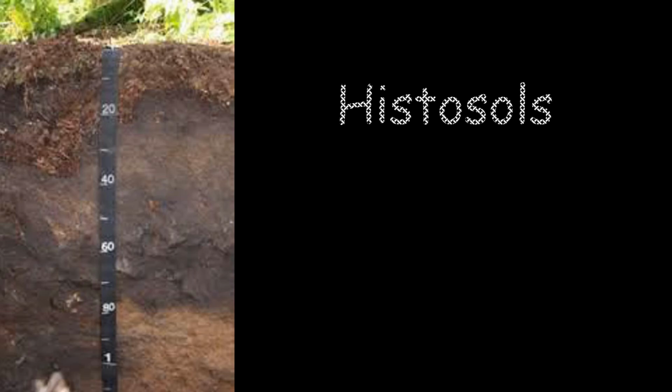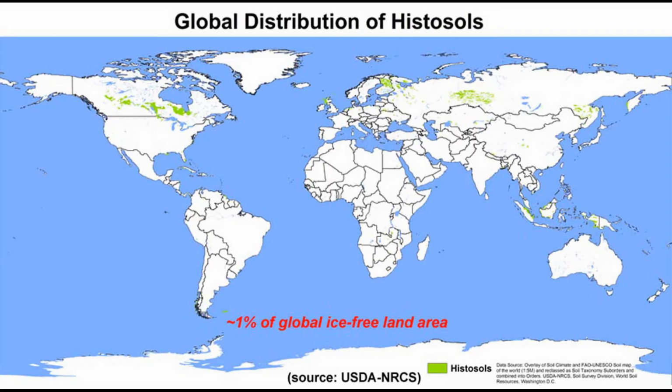Next, we have histosols. Histosols have one or more thick layers of organic soil material. They have not developed much of the soil profile because of anaerobic environments. All histosols occur in wetland environments and are most prevalent in cold climates up to the limit of permafrost.